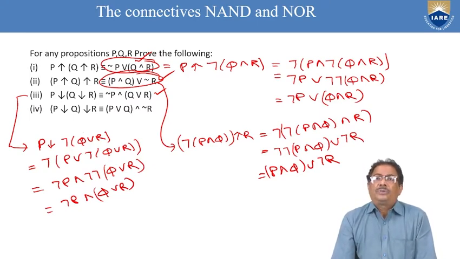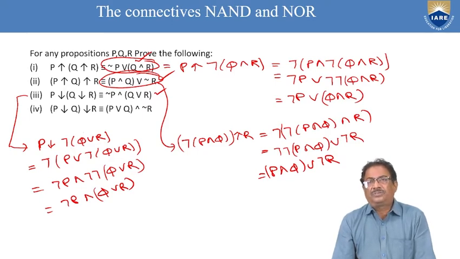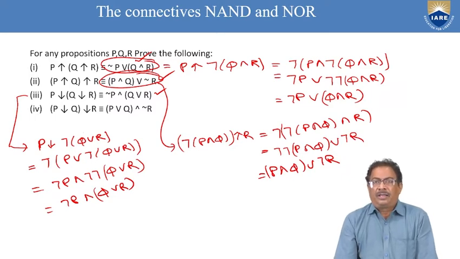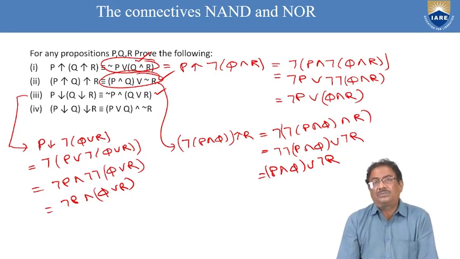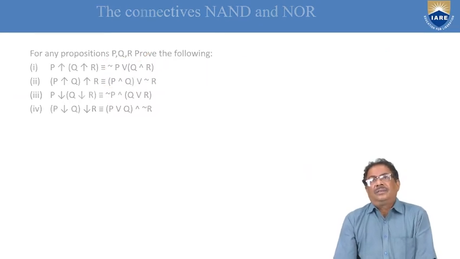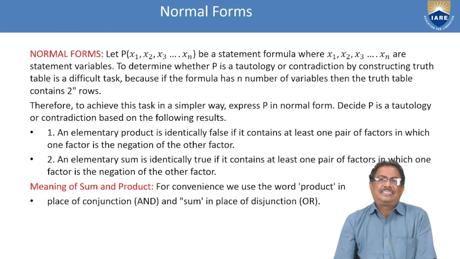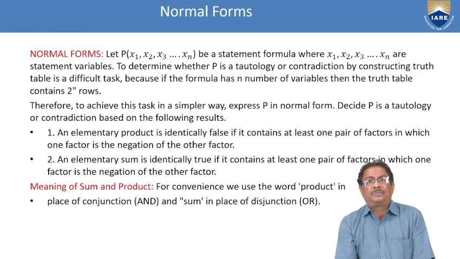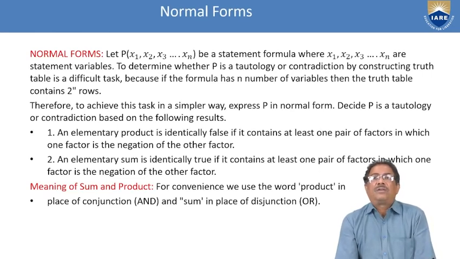Like that, the equivalence forms we are going to write, which means we convert NAND and NOR symbols into AND, OR or negation. In an equivalent way, we are converting and we are going to construct the truth values or equivalence values. Now, let us consider another important concept, which is normal forms.